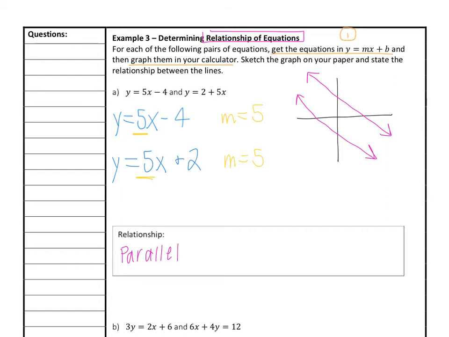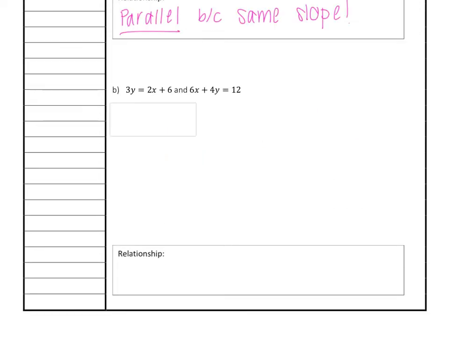But again, you always have to back up your reasoning in math. This is because they have the same slope. Okay? Parallel because of the same slope. All right, so that's the first kind of example we're going to see. Let's take a look at example B, and we'll look at what's the relationship between these new two lines.